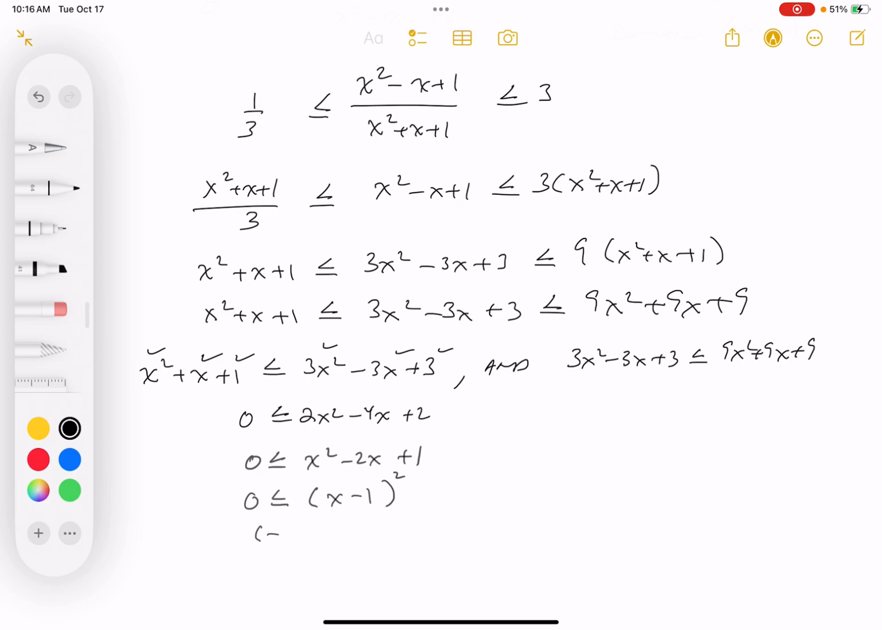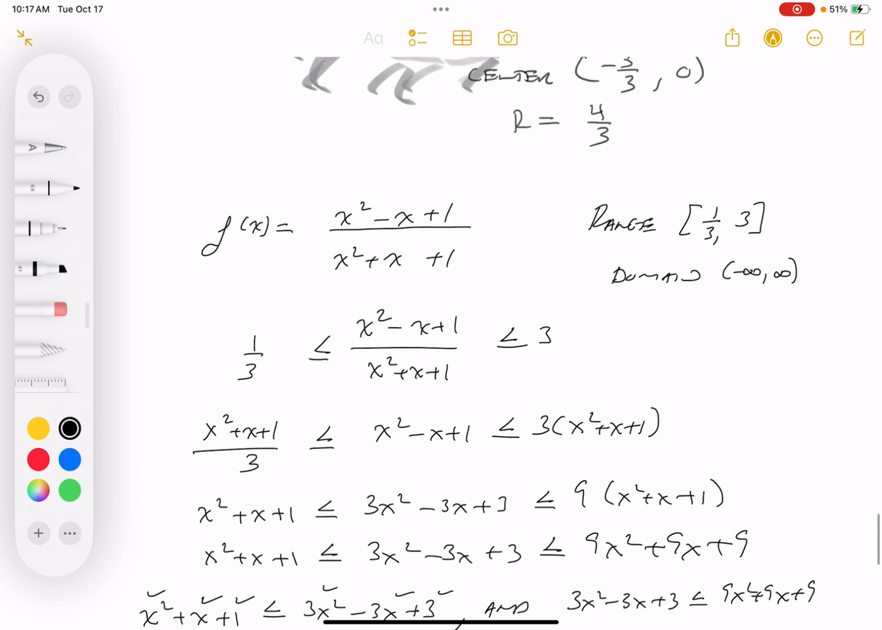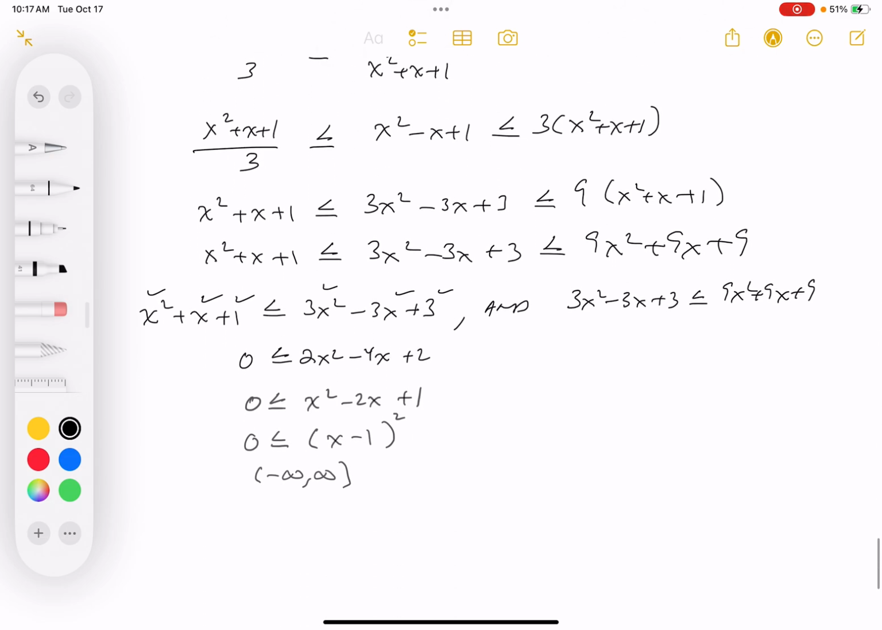So the solution is minus infinity to infinity, which is good news, by the way, because I want it to be minus infinity to infinity. Why is that? That's the domain of the problem. I want that to be true for that. Let's do the other one, see what happens over there.